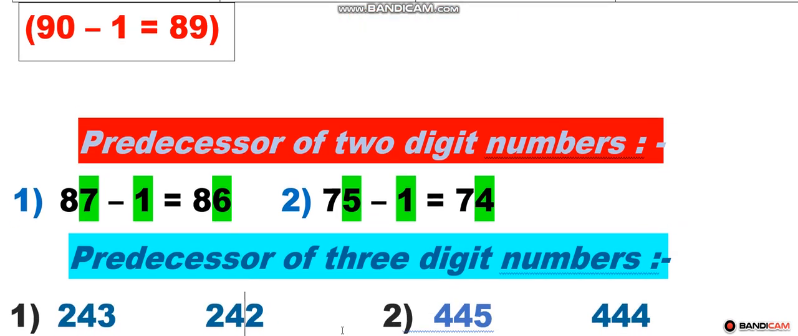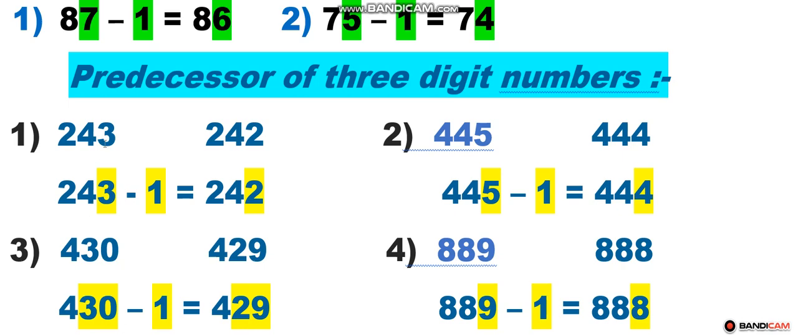Now predecessor of 3-digit numbers. Here 243. What is the predecessor of 243? 242. Here units place digit is 3. You subtract 1 from 3. 3 minus 1, 2. So predecessor of 243 is 243 minus 1, that equals 242. One more example. Predecessor of 445. What is that? 444. You subtract 1 from 5. Here units place digit is 5. 5 minus 1, what do you get? 4. So predecessor of 445 is 445 minus 1, that equals 444.